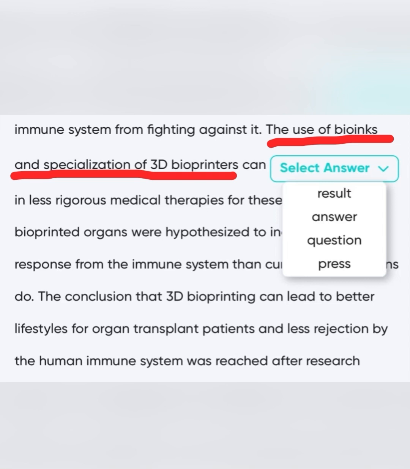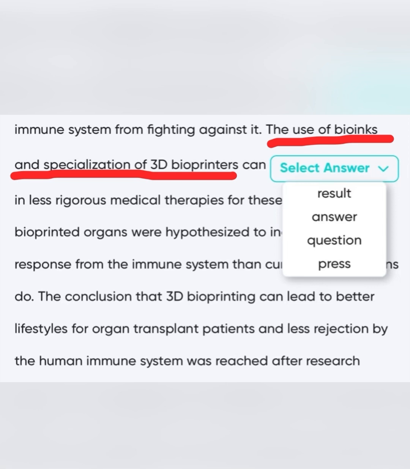Can the use of bioinks and specialization of 3D bioprinters result in less rigorous medical therapies? Answer in less rigorous medical therapies? Question in less rigorous medical therapies? Or can the use of bioinks and specialization of 3D bioprinters press in less rigorous medical therapies? Means what the use can do. Can the use bring the result? Can the use answer? Can it question? Can it press?